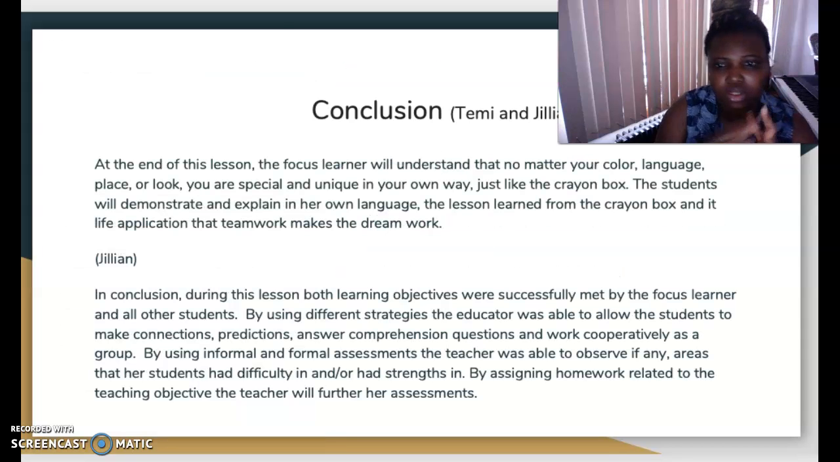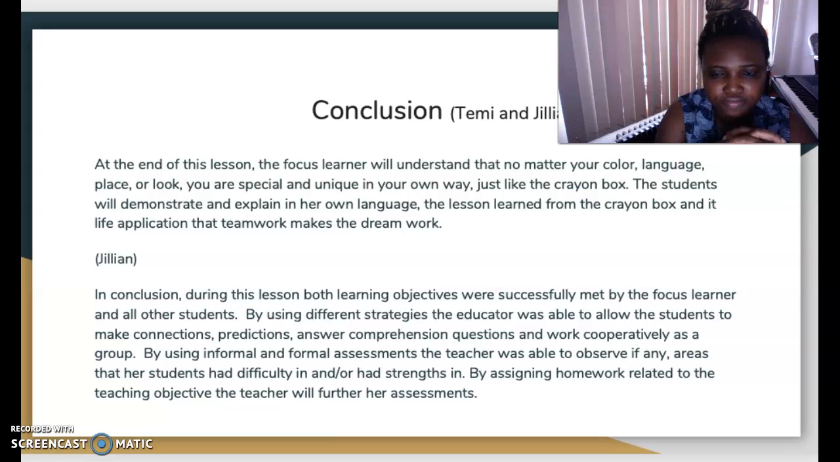And this is the conclusion, done by myself and Jillian. So we're just saying that no matter where you come from, no matter what people look like, you just have to learn to respect and accept people the way they are. And it's very important because it's a life lesson.